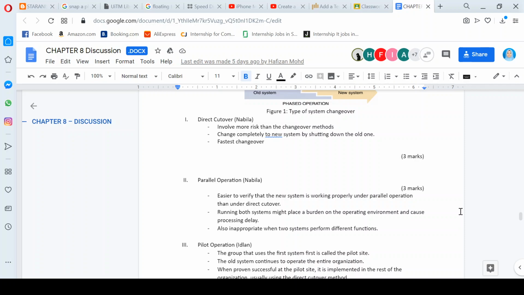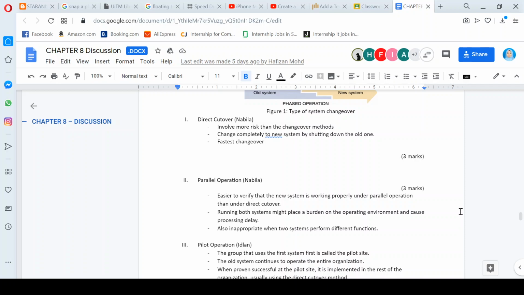And then they need to know also about the typical user question. So bila ada masalah, user ada masalah, so user akan refer kepada IT staff. So IT staff ni dia kena tahu macam mana nak menjawab soalan-soalan yang typical datangnya daripada user.